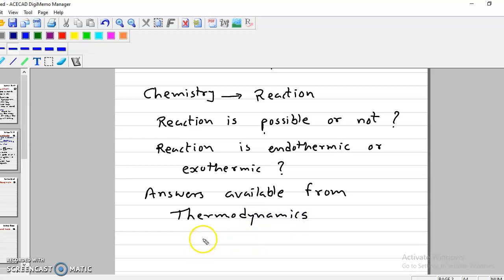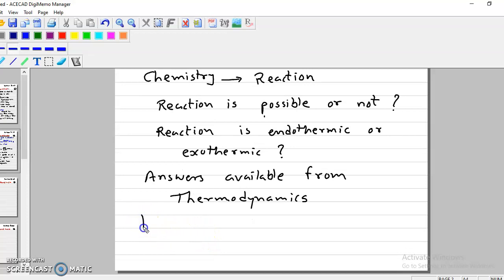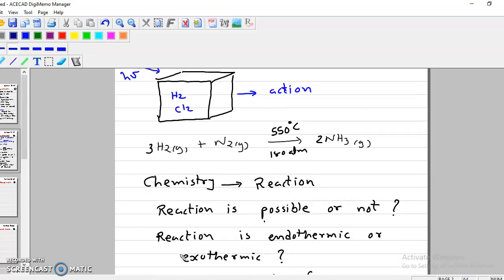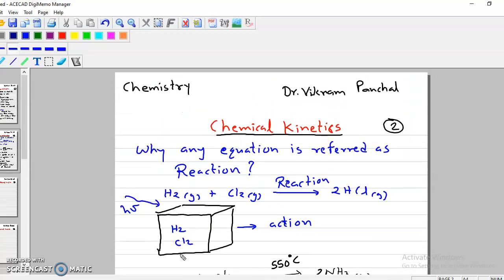But thermodynamics cannot explain what is the rate of reaction, or cannot give information about the rate of reaction. So we have to find out how much time is required to complete a particular reaction, because different reactions require different time to complete, and that is why rate of reaction is a very important part of chemistry, and that we can find out from the chapter chemical kinetics.